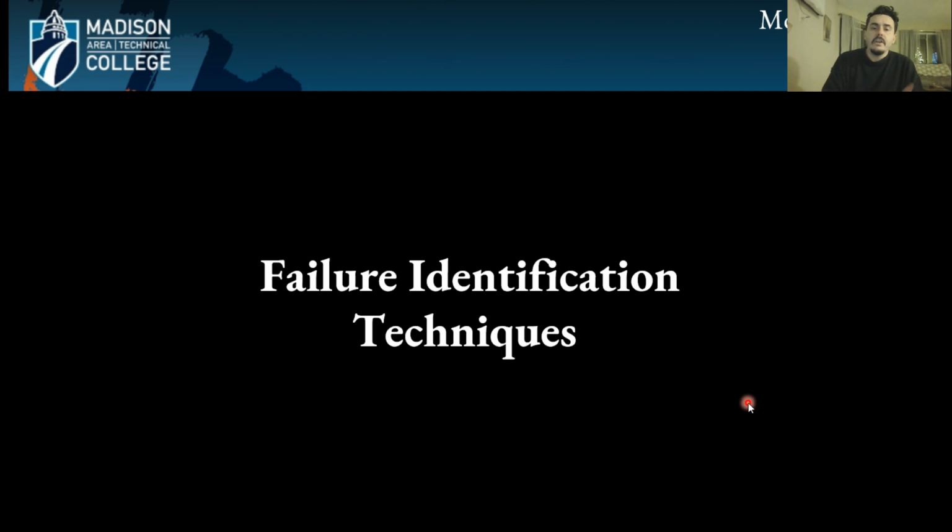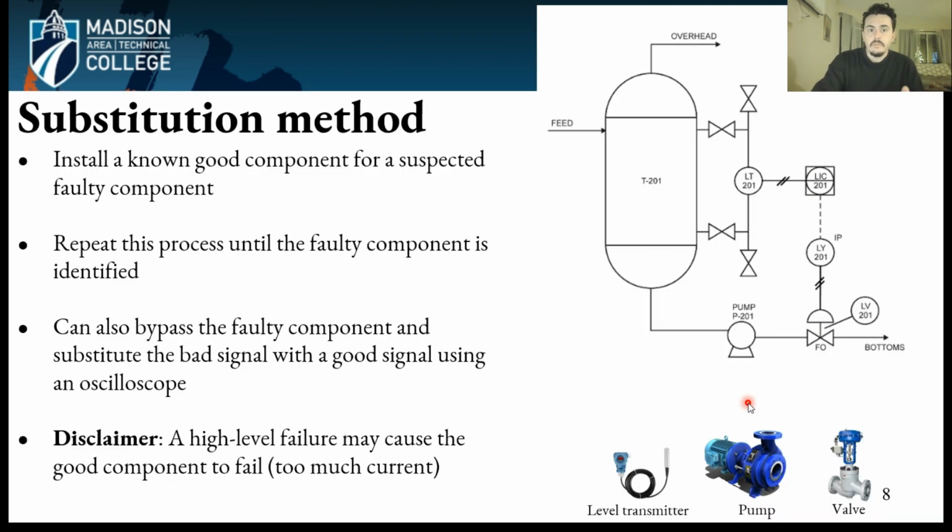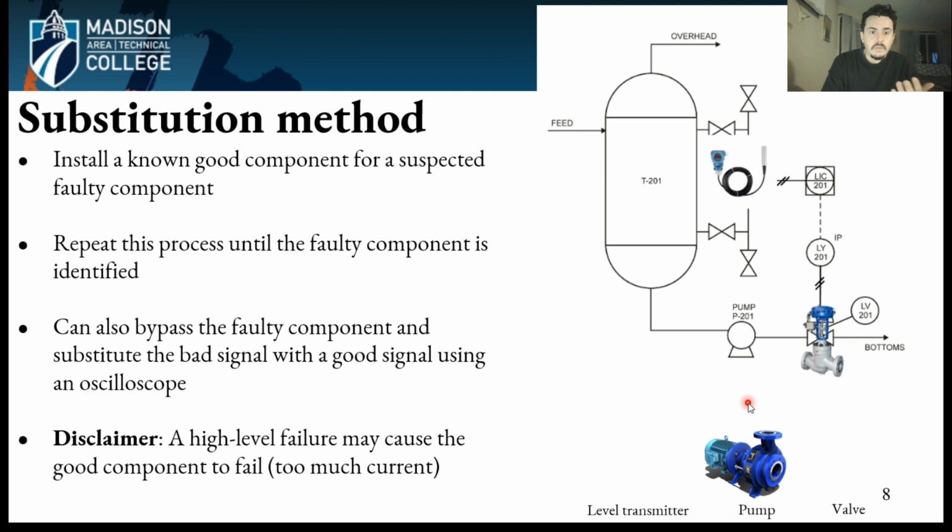All right, so these are failure identification techniques, and really what these are, component-wise or subsystem-wise troubleshooting techniques to identify the failure component. Okay, so the first and probably the simplest is the substitution method. So basically, you install a known component for a suspected faulty component.